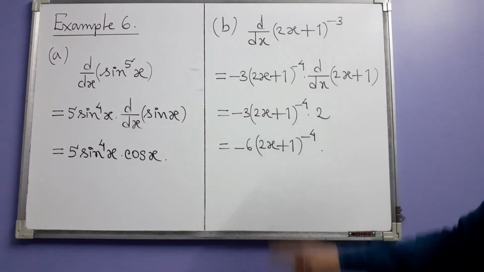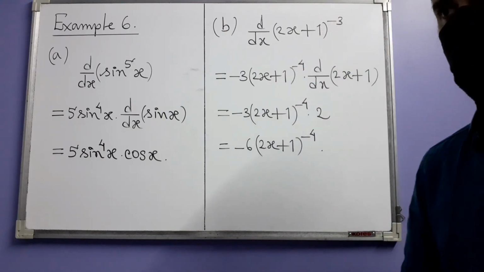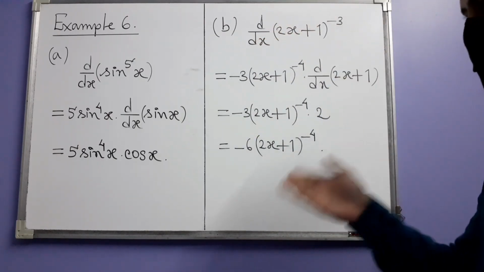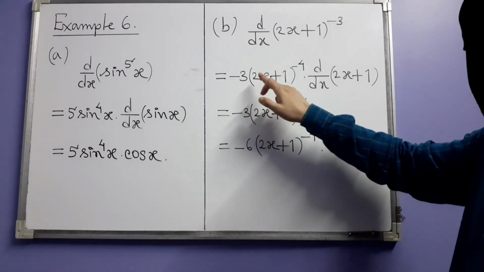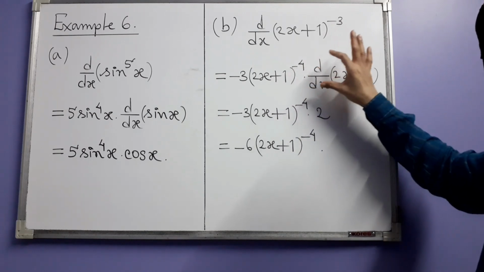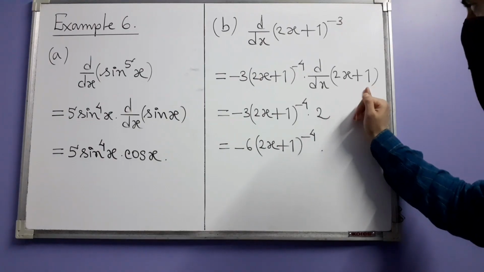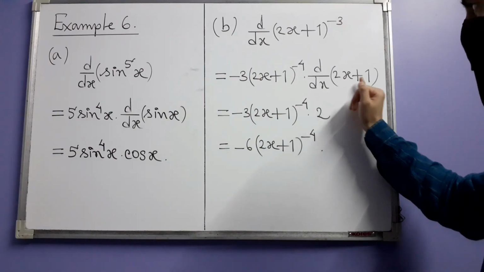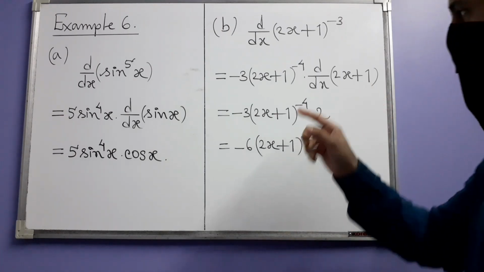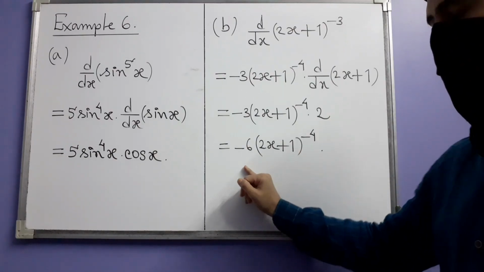So the next one is this function, 2x plus 1 to the power minus 3. So here the exponent is negative, but after all it's the power again. So by our rule, minus 3 times 2x plus 1 to the power minus 3 minus 1, that means minus 4, times the derivative of the thing whose power you are considering, that is 2x plus 1. Now this differentiation gives you just 2, of course, because differentiating 1 you are going to get 0, and differentiating 2x you get 2. So that way this is your derivative.